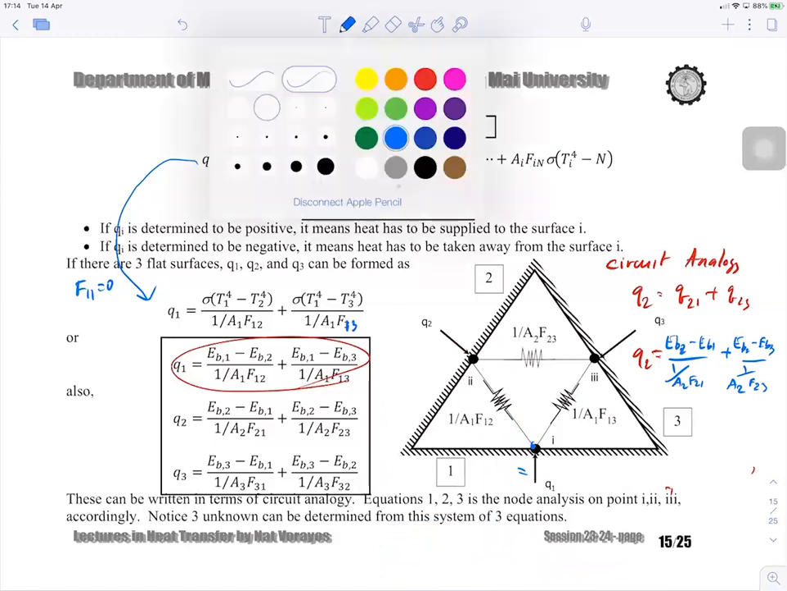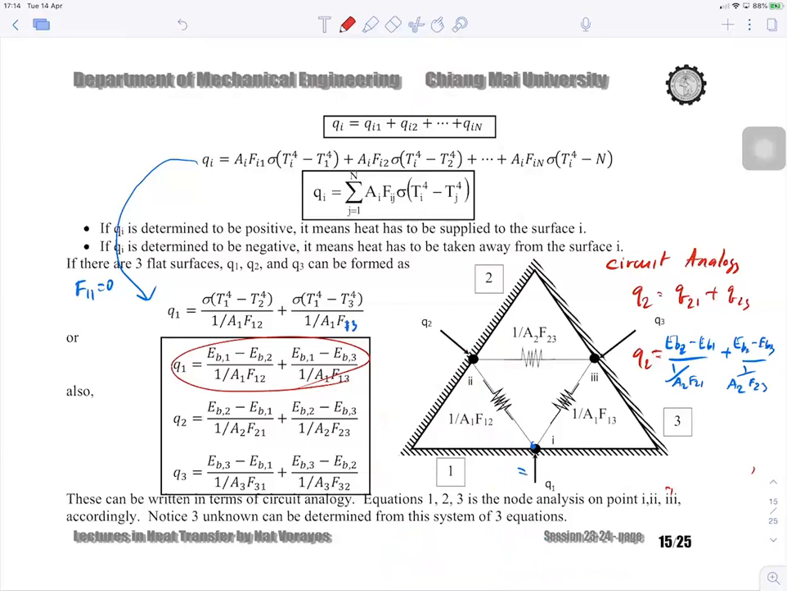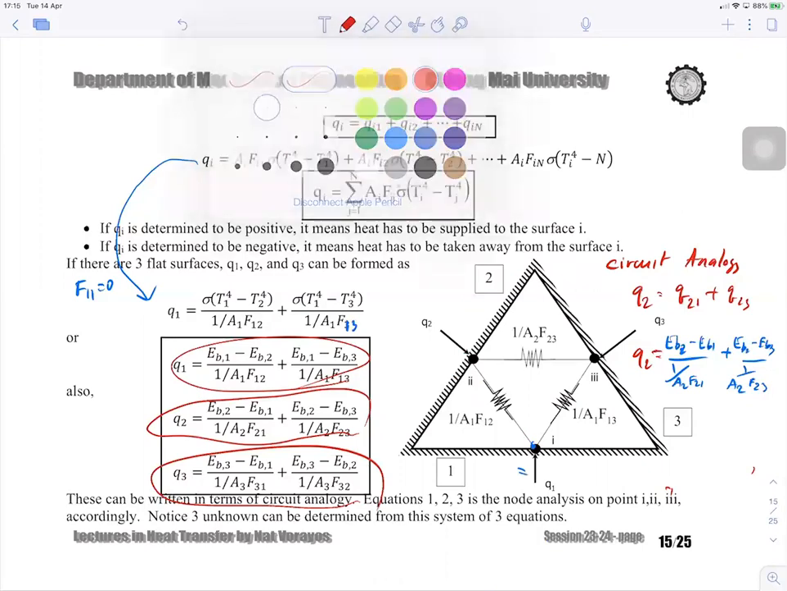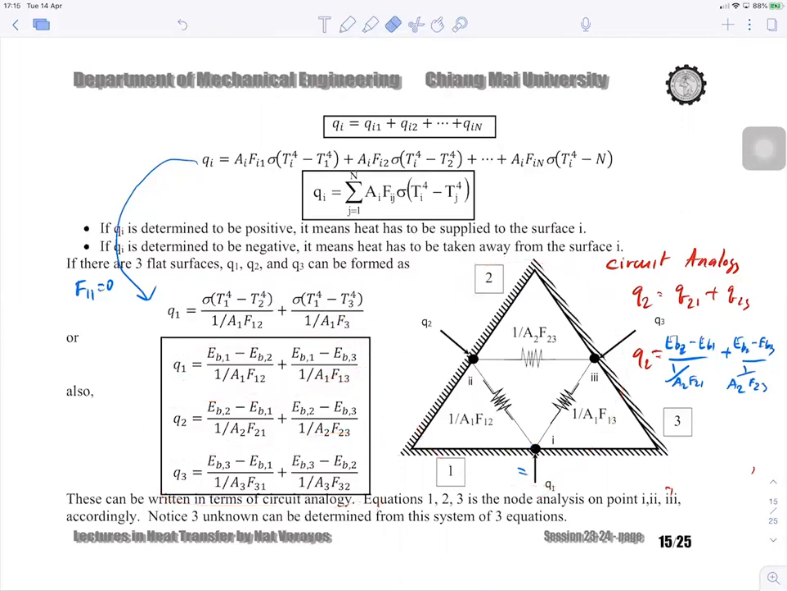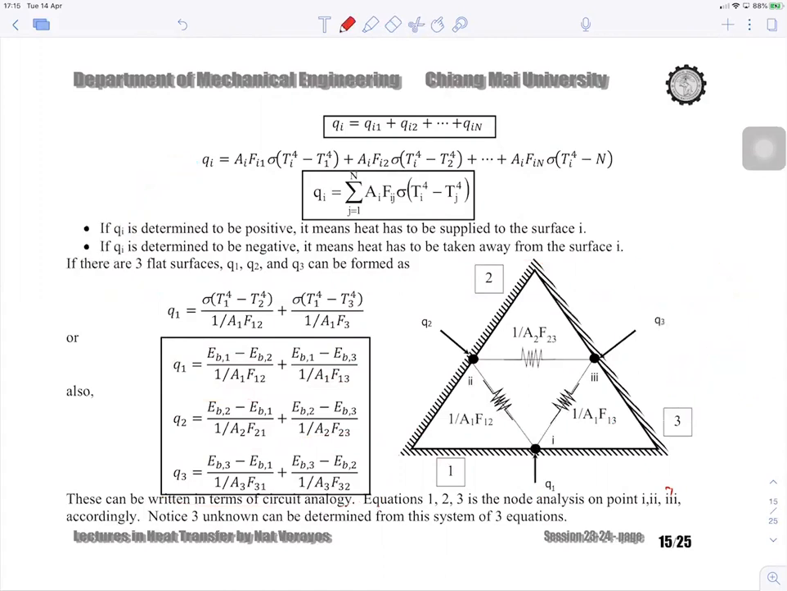If you think of it as a circuit analogy, okay, it's a circuit analogy. That's why we have the graphic representation, and you will see that we have the thermal resistance, radiation resistance once again. Okay, so let me clean it up first. What you learned: summary.